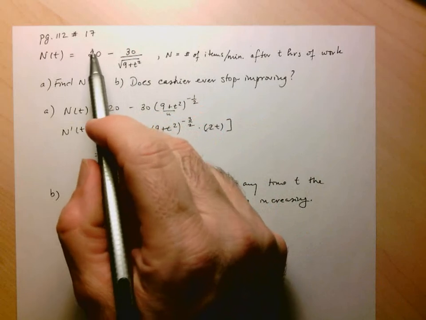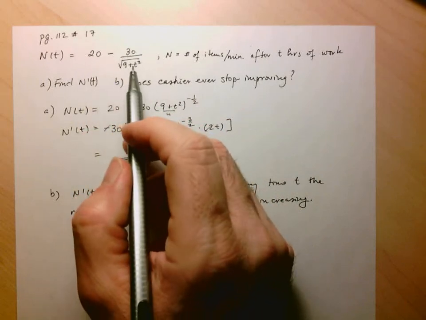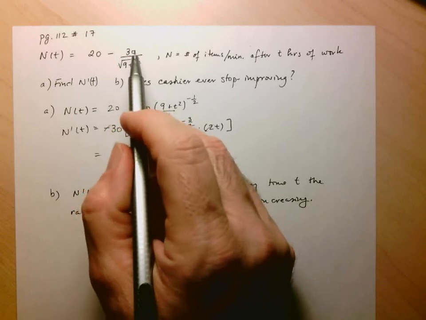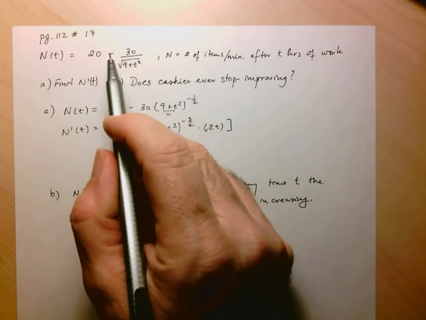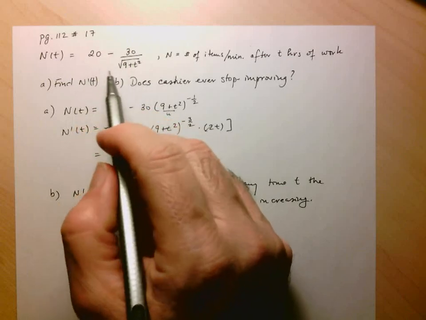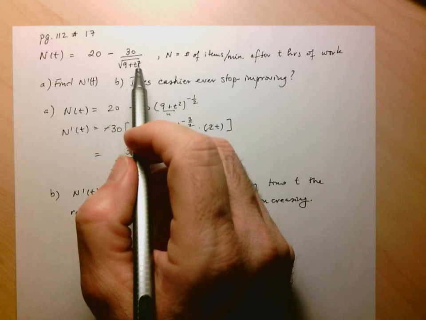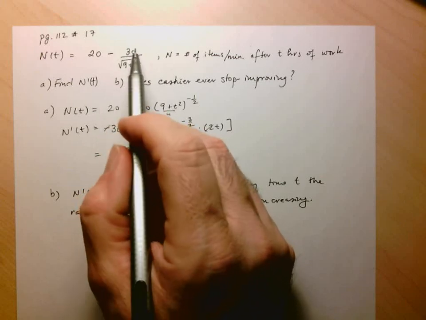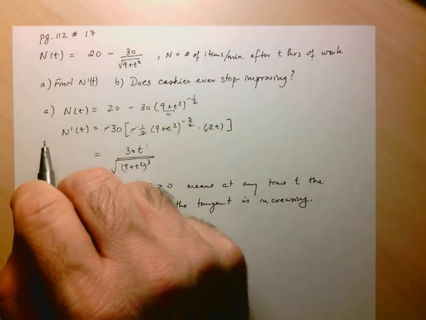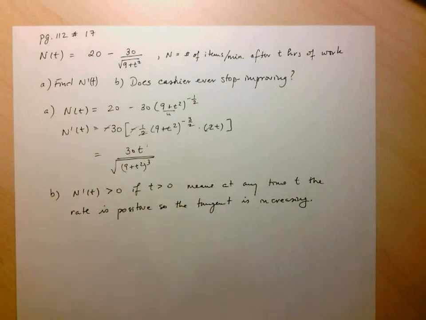But here, this 20 never changes. The only thing that's changing is the number that I'm subtracting. And notice that as t gets bigger, the denominator gets bigger, and so this whole number becomes smaller. So over time, I'm subtracting a smaller and smaller number. It makes sense that over time, n is going to be getting larger and larger. And if you notice, as t gets really, really large, this whole thing is going to be approaching 0. So this cashier is going to be approaching over time 20 items per minute, but always getting bigger. So we could have made an argument with respect to the original function also. That's it for this one.